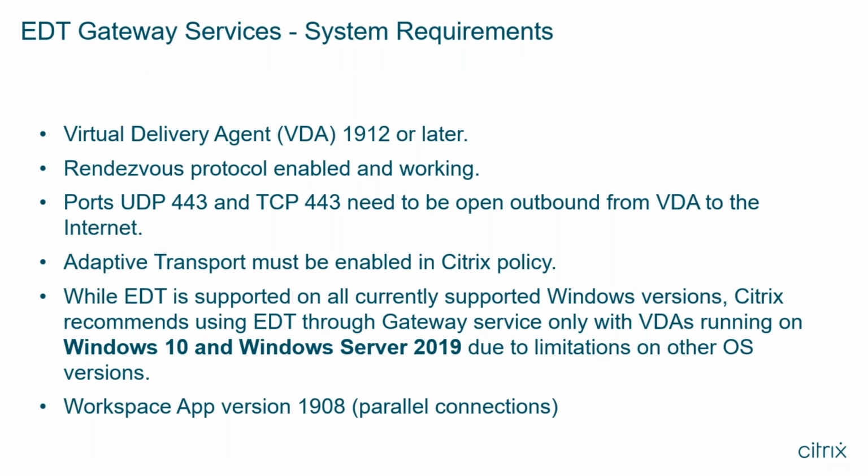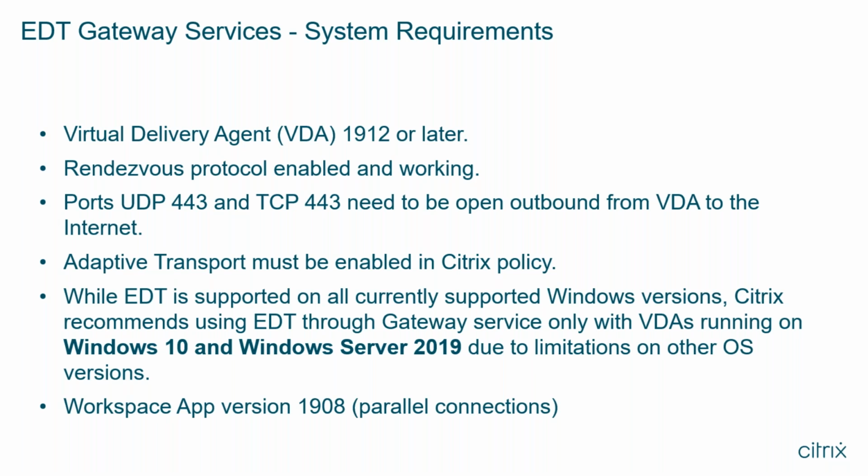So let's have a look at now how we set it up. It's really easy to set up with Citrix Cloud. There's a couple of things you need to be aware of from a system requirements perspective. We need to have the right version of VDA, so 1912 or above. We need to make sure we've got the Rendezvous protocol enabled and working. For anyone who hasn't come across Rendezvous protocol yet, it's basically allowing us to skip the cloud connector and talk directly to the gateway service. The cloud connector is no longer part of that path. We need to make sure we have the right ports open, so we need to have UDP port 443 and TCP 443, and they need to be open outbound from the VDA to the internet.